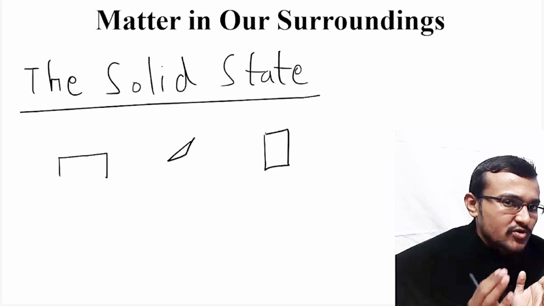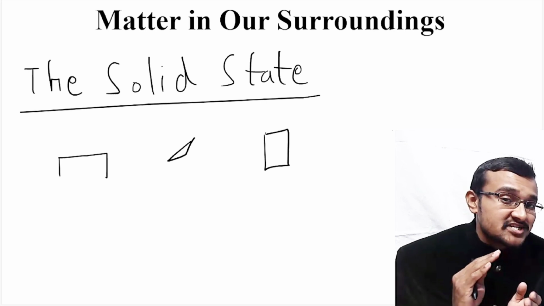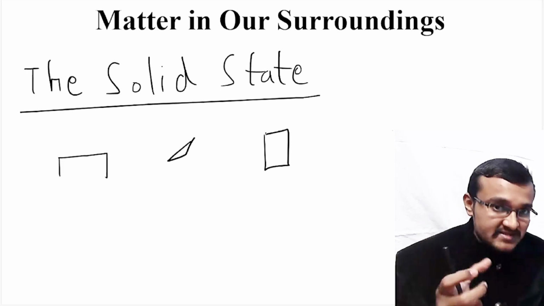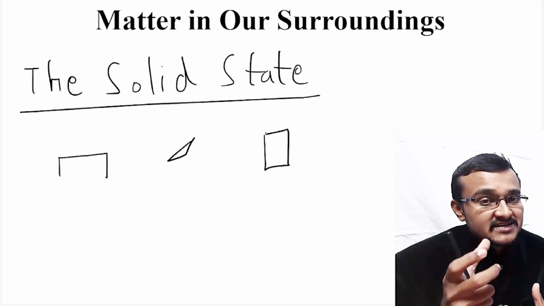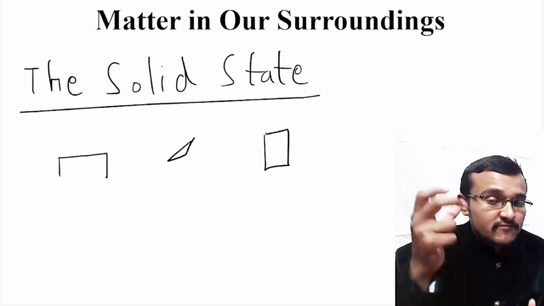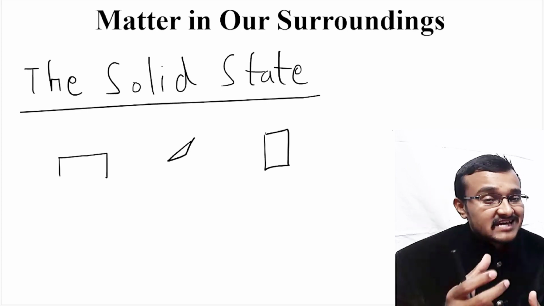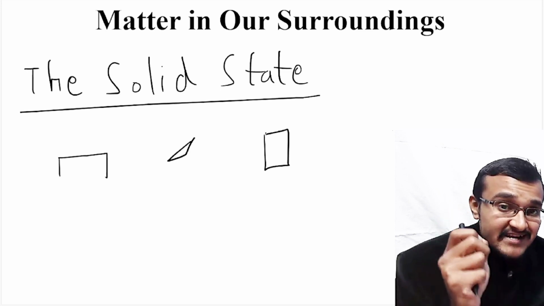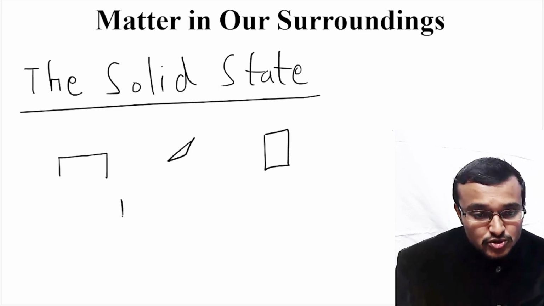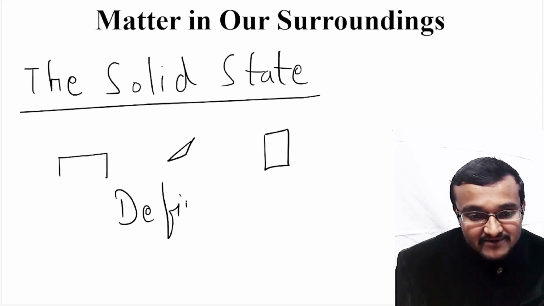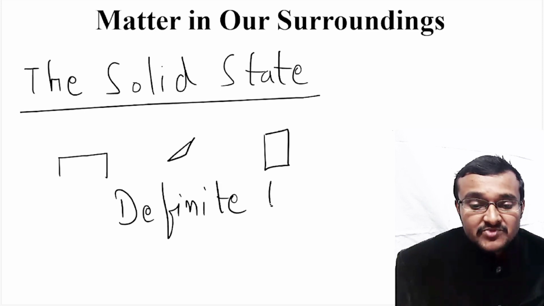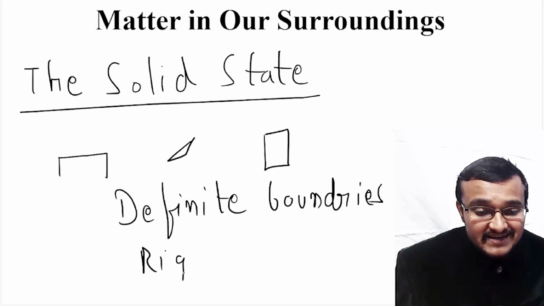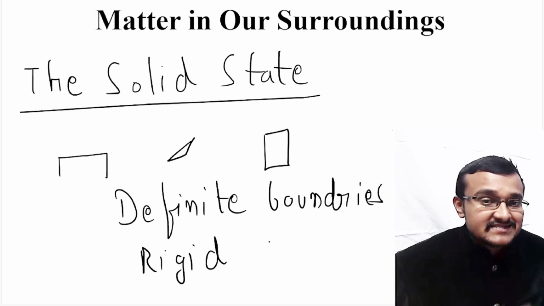When you take them, you can easily see they don't change their shape very easily. Only when you apply an external force larger than necessary and capable of changing their shape, will they change their shape. That shows solids have definite boundaries. You should remember, solids have definite boundaries, and they are rigid in nature because they don't easily change their shape.